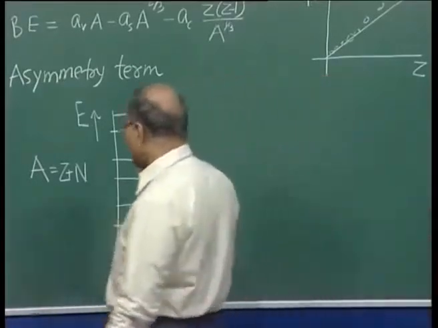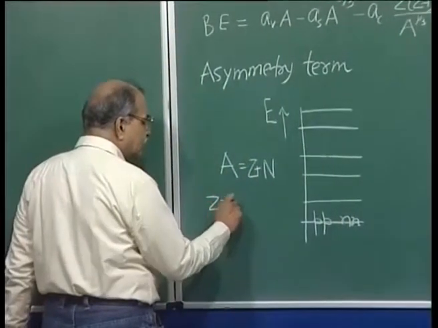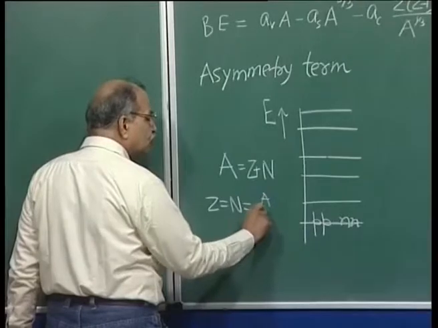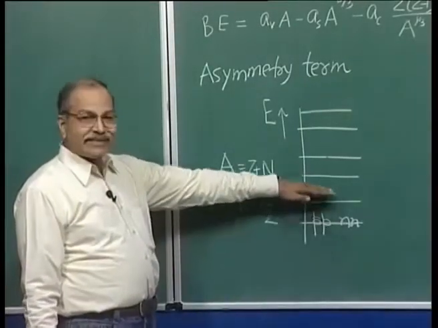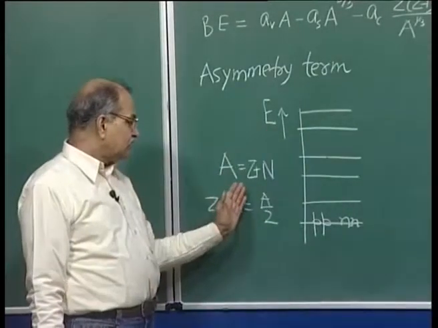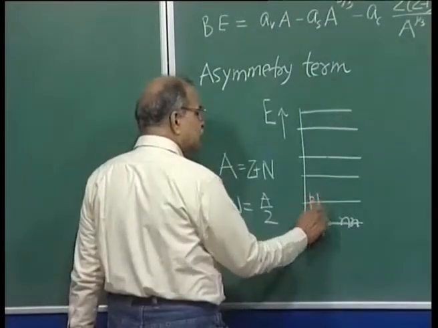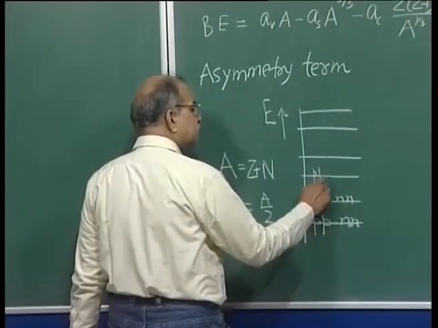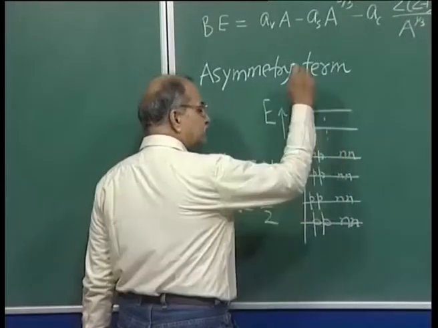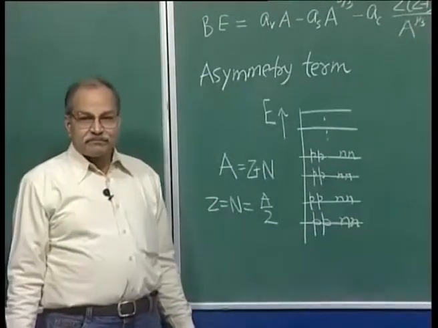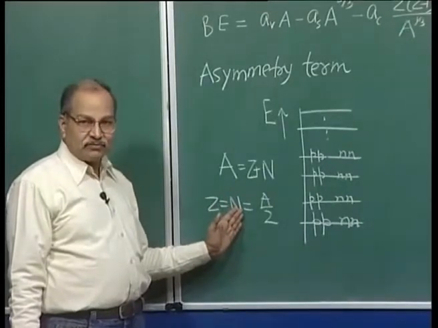So, if these A nucleons that I have equally divided, Z is equal to N and that is equal to A by 2, then you can just go on with this scheme. If it is an even nucleus, if Z is even and N is even, then you can just go on filling it in this way. Okay. But suppose Z and N are not equal.